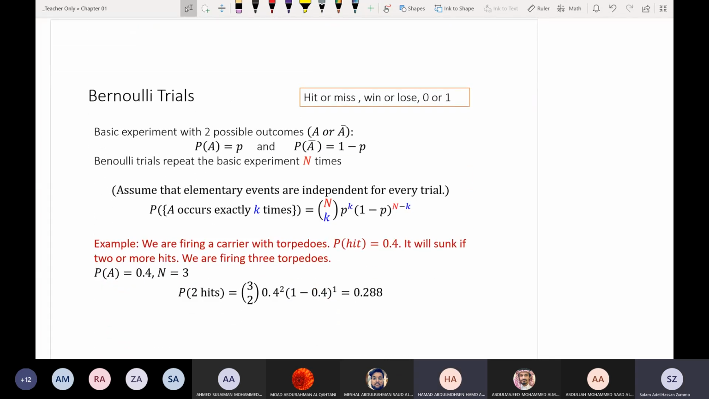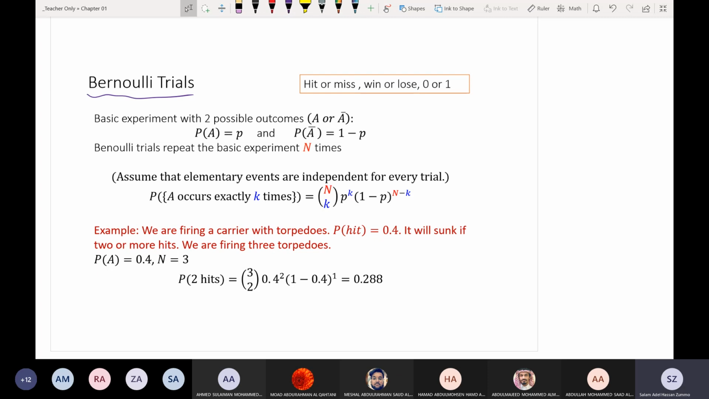Okay, Bernoulli trials. Bernoulli is a scientist who basically defined what we will later call the Bernoulli random variable. It is based on what we call a Bernoulli trial. A Bernoulli trial is a simple experiment that has only two possible outcomes, like head or tail, tossing a coin. This is what they call a Bernoulli trial.